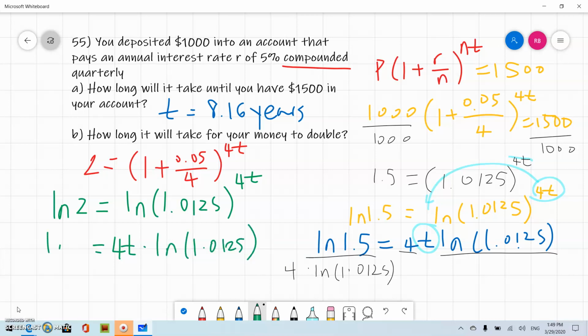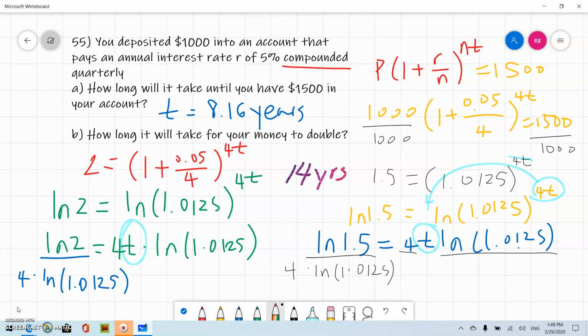And then in the end, what you do is that to make sure the t is isolated, you divide everything by 4 times ln 1.0125. Okay, so it's a very similar problem as the one on the top, except you are dividing ln 2 by that number. So then you get the answer about 14 years because it's 13.9 in the calculator.